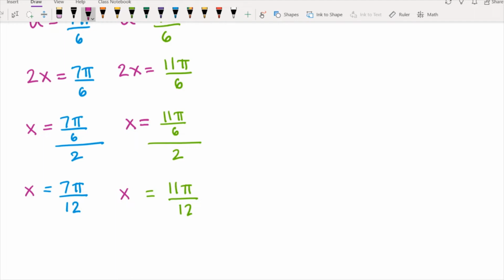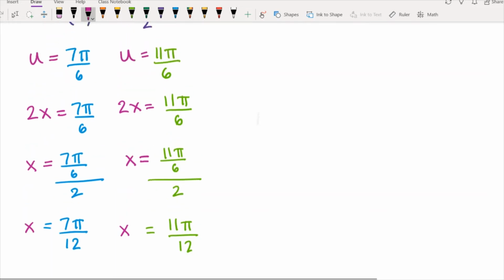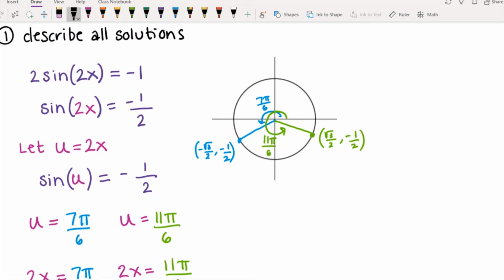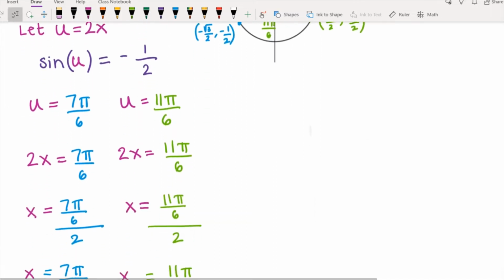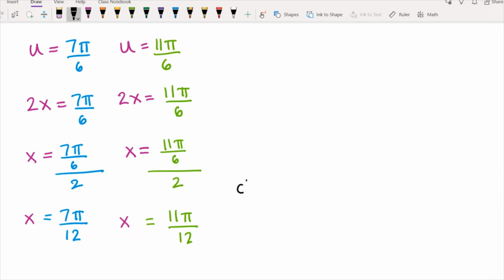And maybe just to really convince you that what we did makes sense, let's double check that this works. So let's go back to when we were here. It's supposed to be true that sine of 2 times x is equal to negative 1/2. So let's check our answers. If we do sine of 2 times x, so we're doing 2 times the angle we found, we would get sine of not 7 pi over 12, but 2 times 7 pi over 12.